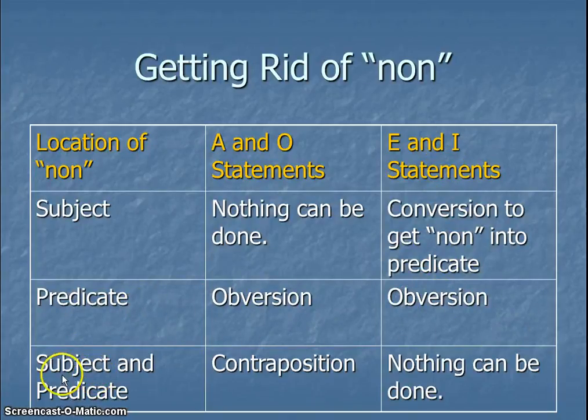If I have it in the subject and the predicate, I use contraposition on an A or an O statement. If I have an E or an I statement, I can do absolutely nothing with it. So one of the things we keep in mind is that it depends on what we have and where it's at. This little chart gives you an example. I will explain it in greater detail when we get to class. Hopefully it will help you get started, and I can answer any questions you might have as we get further into it.